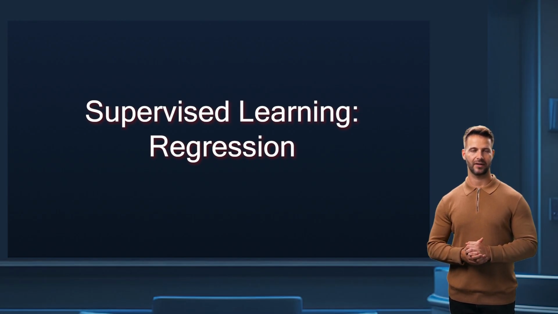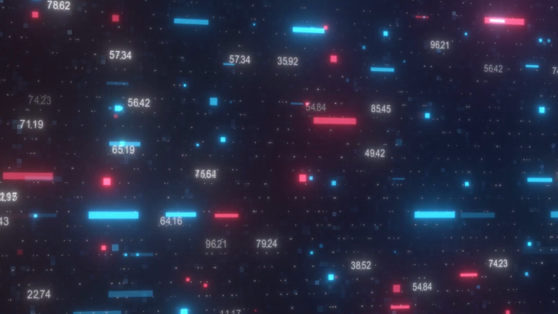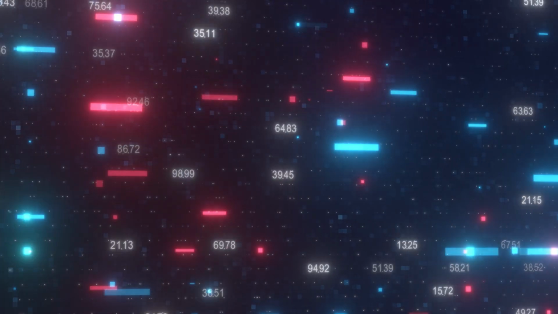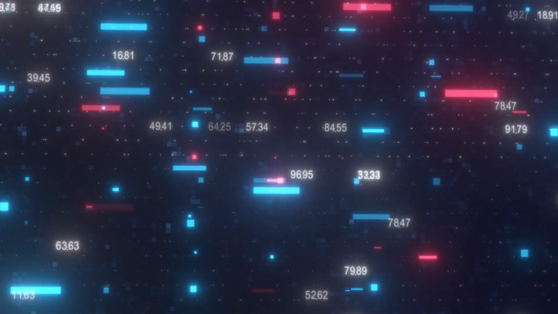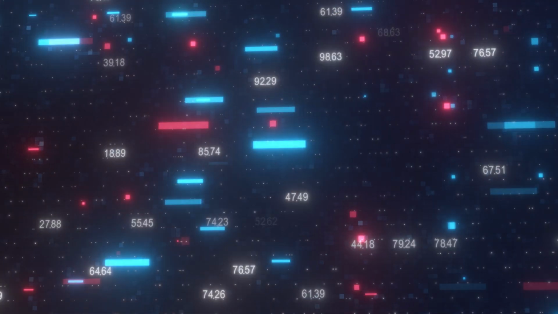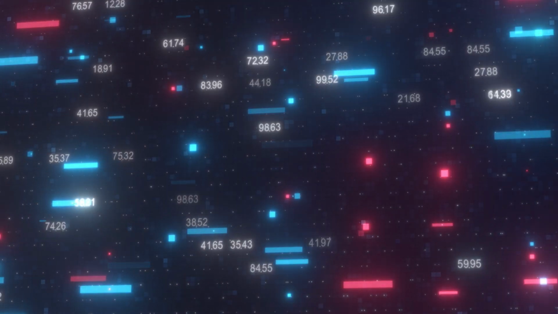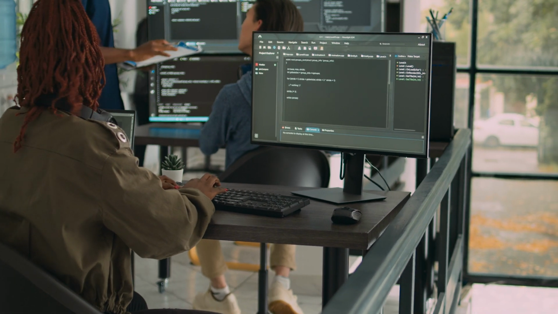Let's start slowly. Remember, a machine learning model is a computer program that has been trained on a dataset to identify patterns and make predictions on new data by learning from the patterns it finds within the data, essentially acting like a mathematical formula that can be used to analyze and interpret information without being explicitly programmed for specific scenarios. It's the output of a machine learning algorithm after it has been trained on data, allowing it to make inferences on unseen data based on what it has learned.